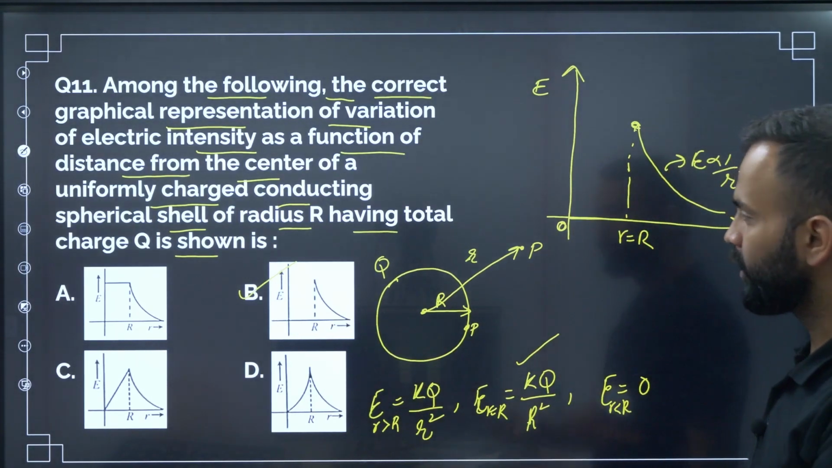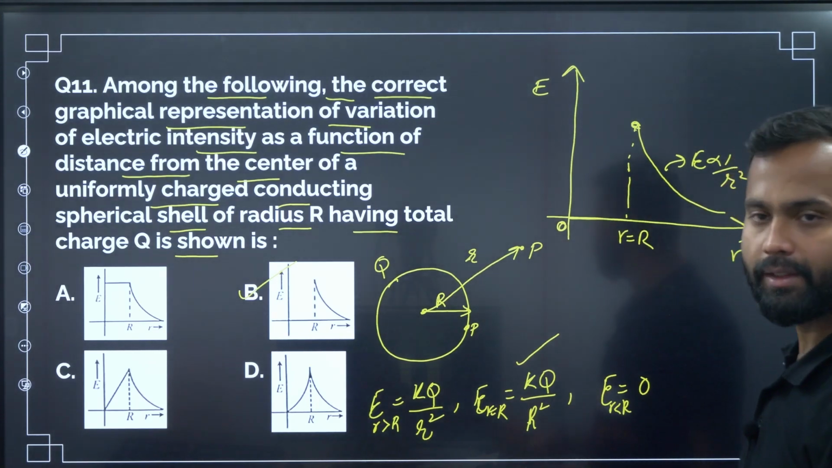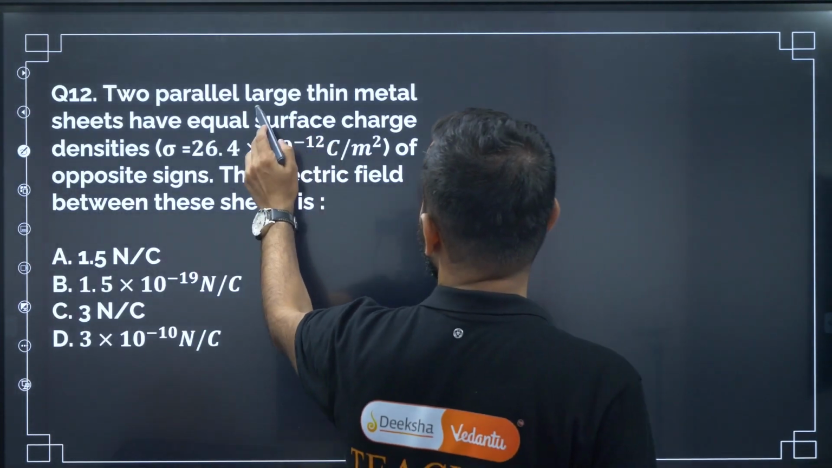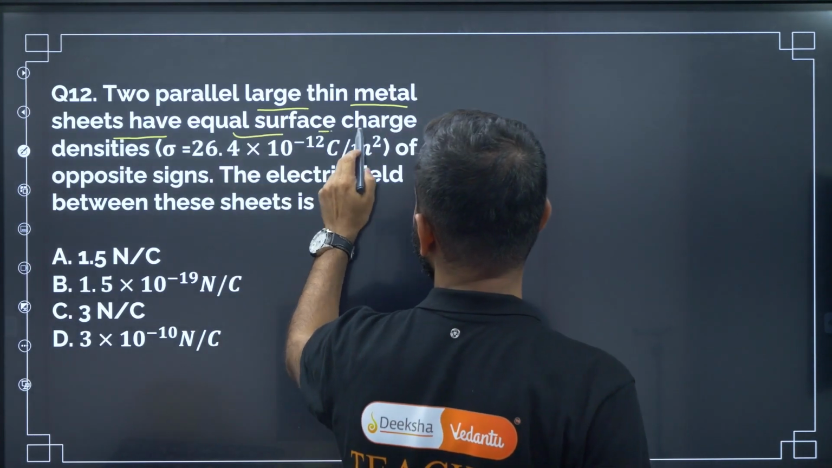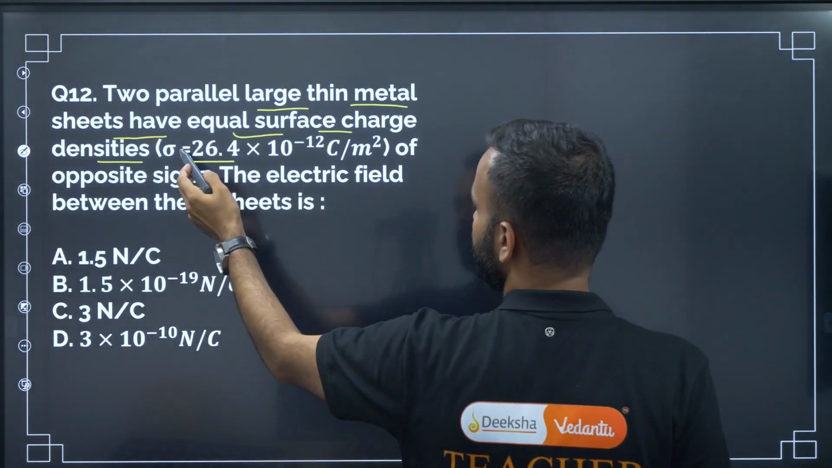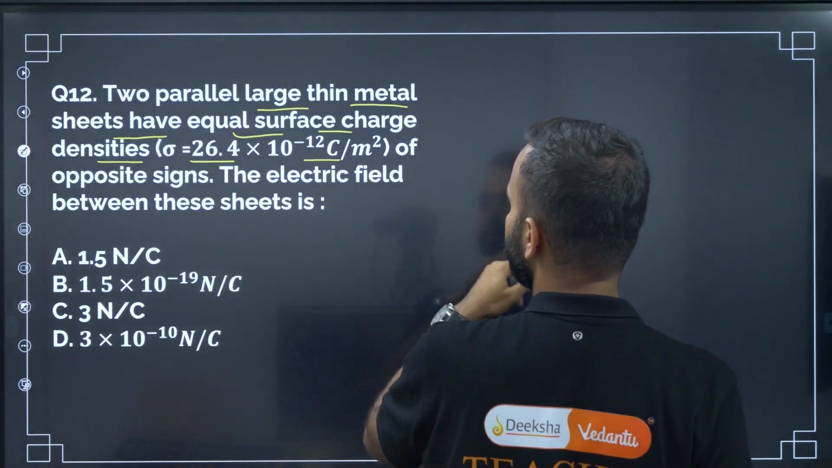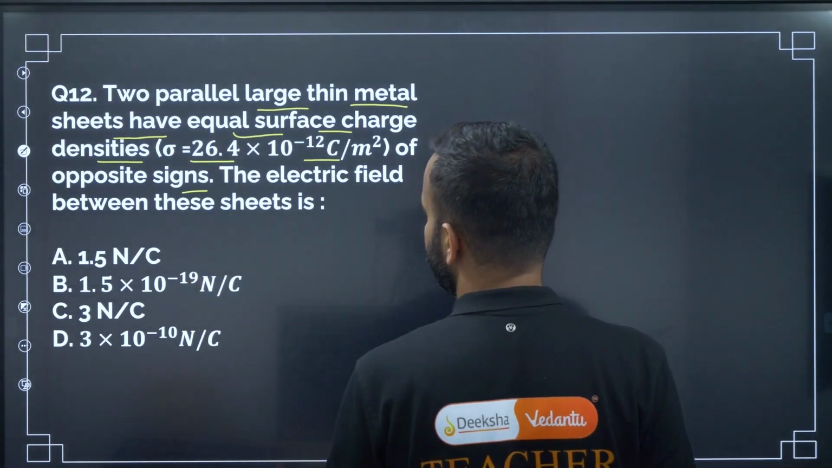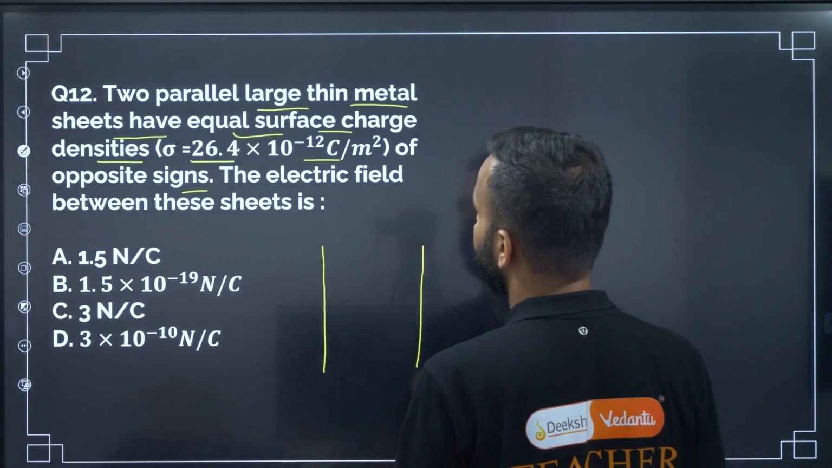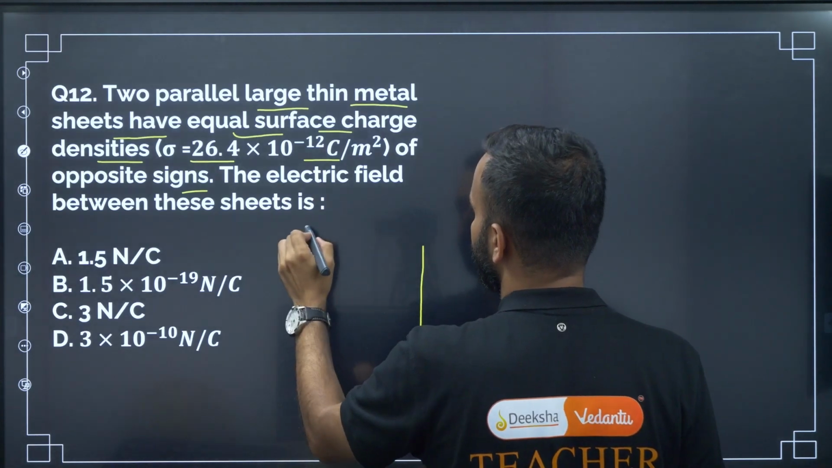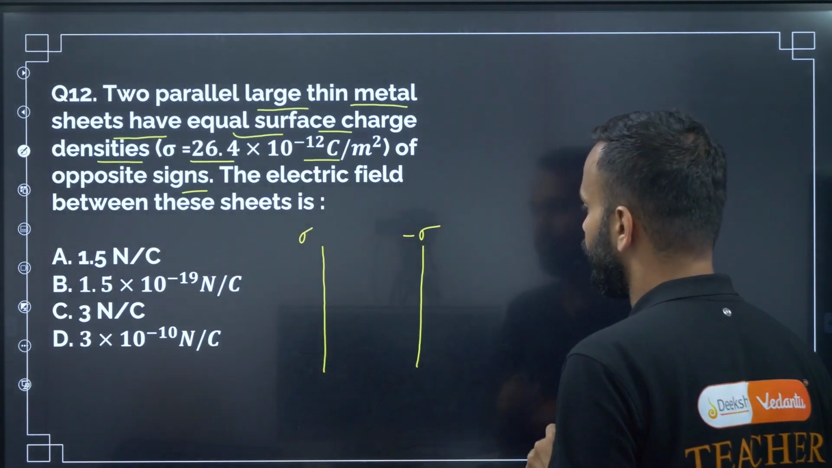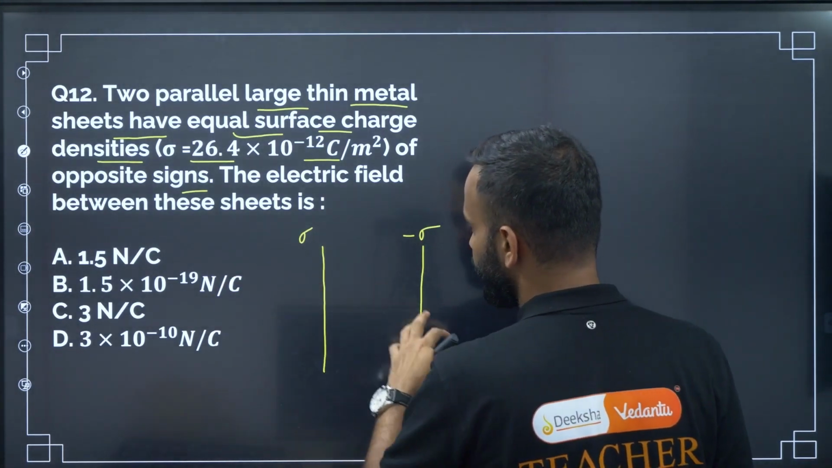I hope everybody understood. So this one is a direct question. They will ask these kinds of questions in CET. So question number 12. Two parallel large thin metal sheets have equal surface charge densities. Sigma is surface charge density. Sigma equal to 26.4 into 10 to the power minus 12 coulomb per meter square, of opposite signs. The electric field between these sheets, okay, these are the two parallel large thin metal sheets with equal surface charge density but opposite signs. So we need to find the electric field between these sheets.